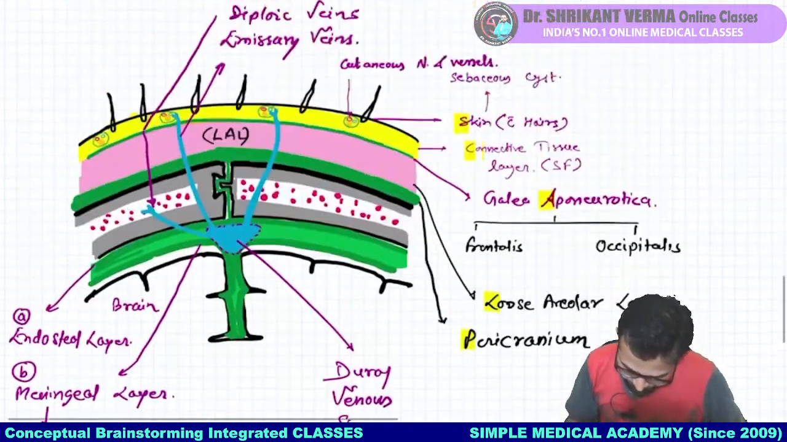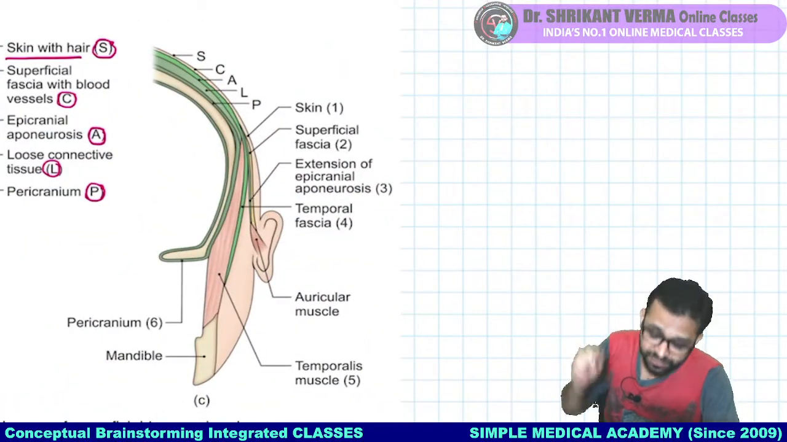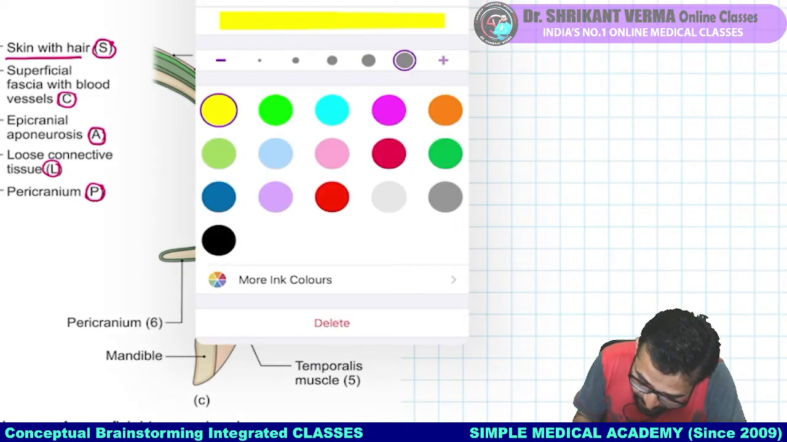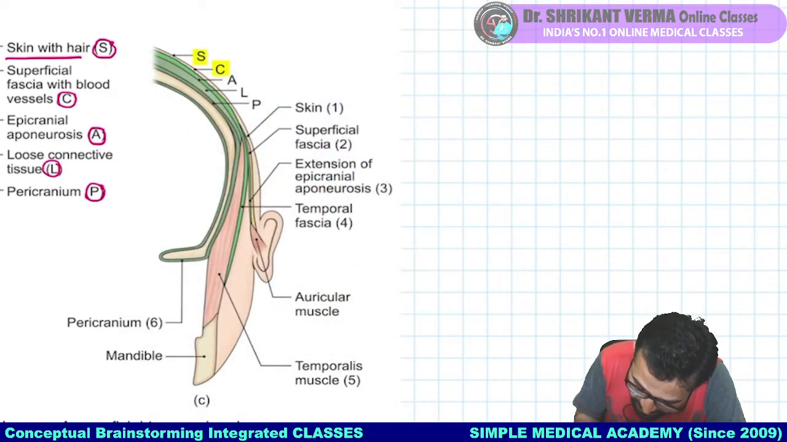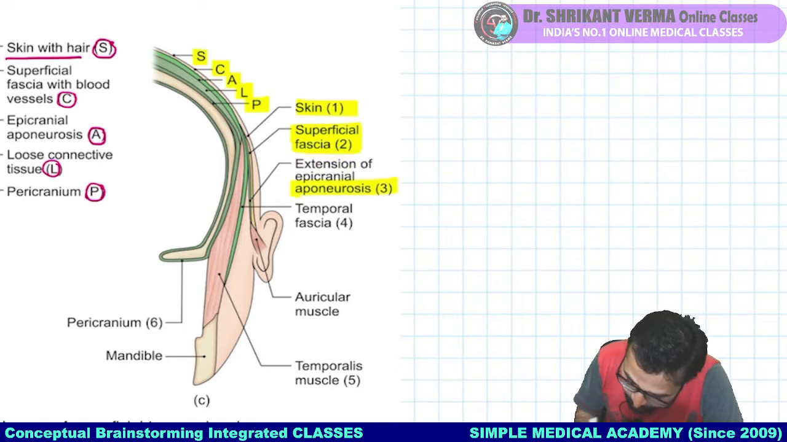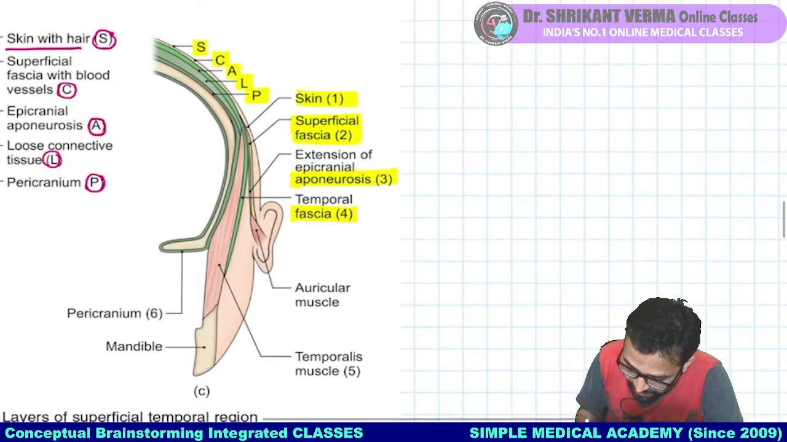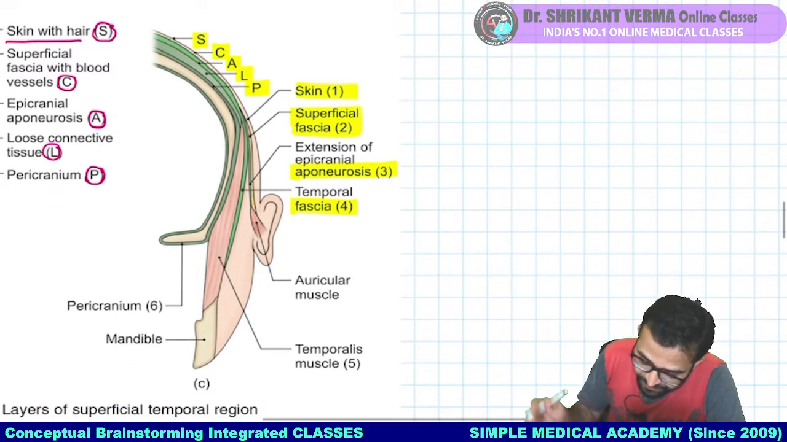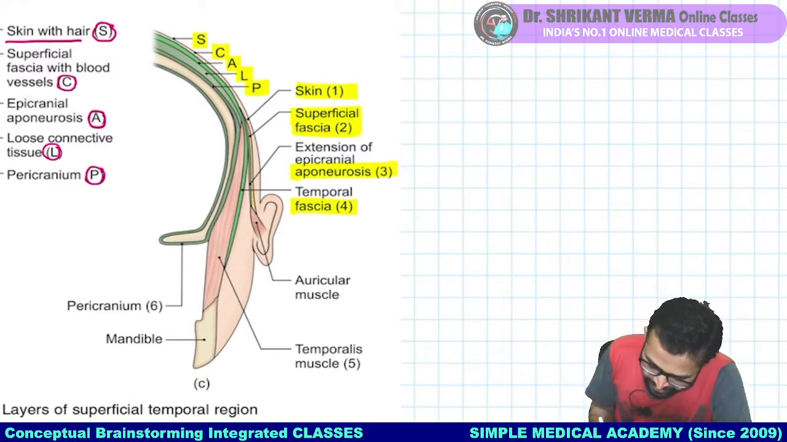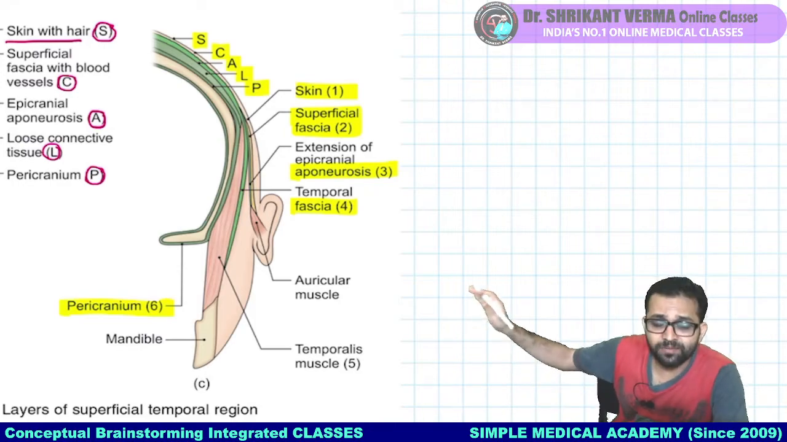Now there are a few more diagrammatic presentations. You can see this is our coronal section. So what are our different layers of the scalp? SCALP, scalp: skin, then superficial fascia, then our aponeurosis layer, the galea aponeurotica, and then the last one, inside, that will be the pericranium. Leave right now the temporalis and the other structures.